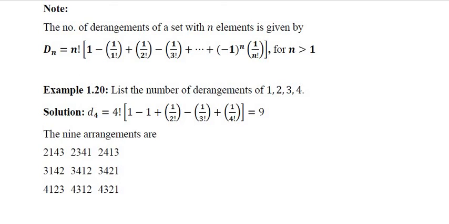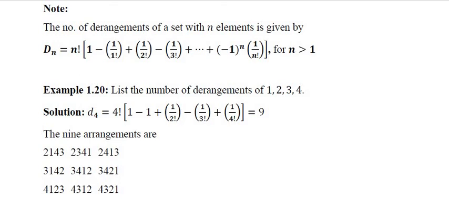So the arrangements are 2, 1, 4, 3; 2, 3, 4, 1; 2, 4, 1, 3; 3, 1, 4, 2; 3, 4, 1, 2; 3, 4, 2, 1; 4, 1, 2, 3; 4, 3, 1, 2; 4, 3, 2, 1. These are the 9 arrangements that I have made for this question.